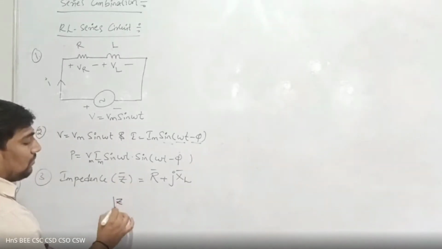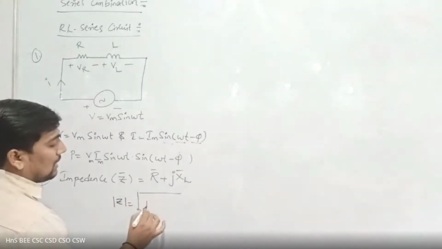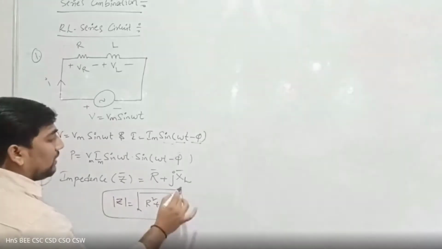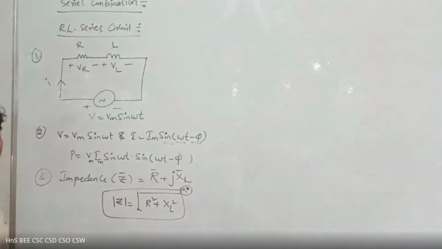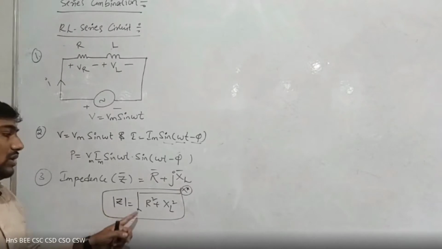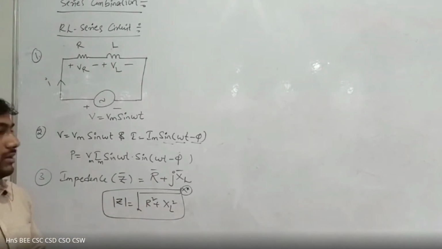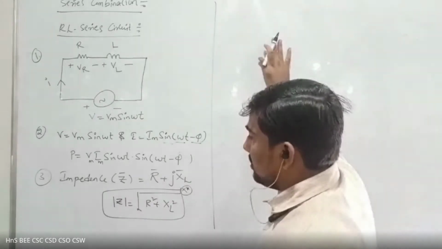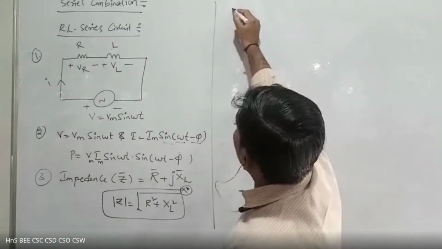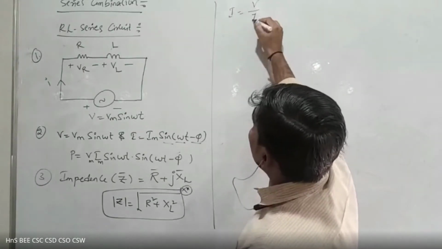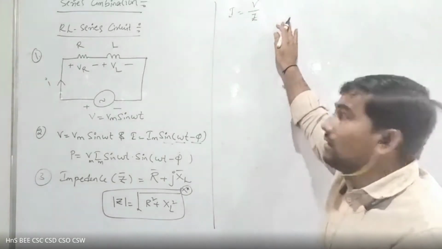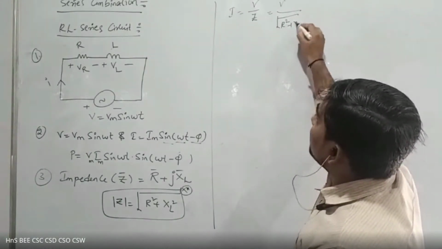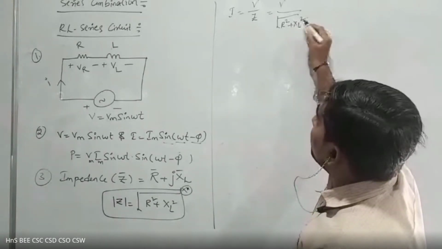Now coming to the magnitude: simply I have to take the square root of R square plus XL square. This is a very important formula to find the impedance. Mod Z equals under root of R square plus XL square. Now from this, I am deriving one simple current formula. Current equals V by Z, already you know from Ohm's law. So I equals V by the square root of R square plus XL square.